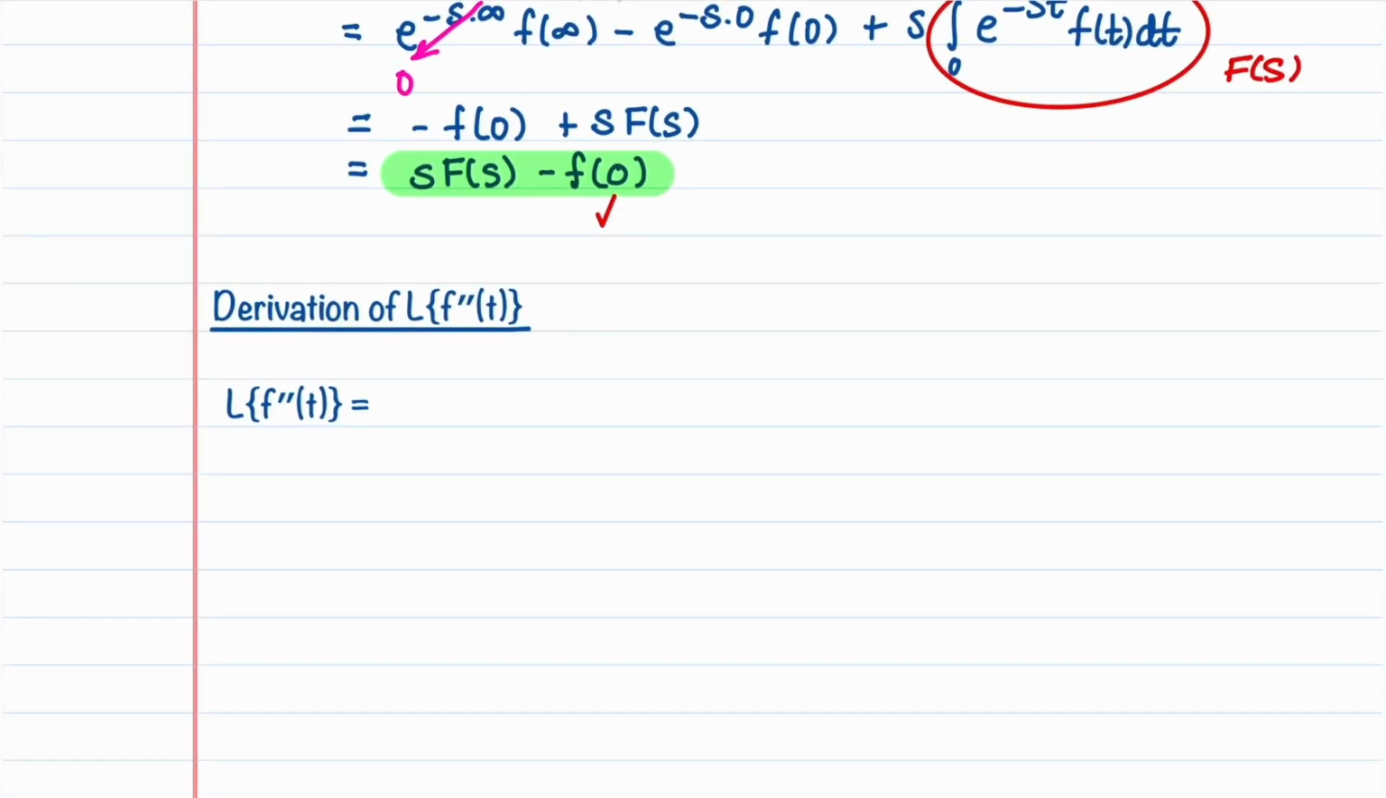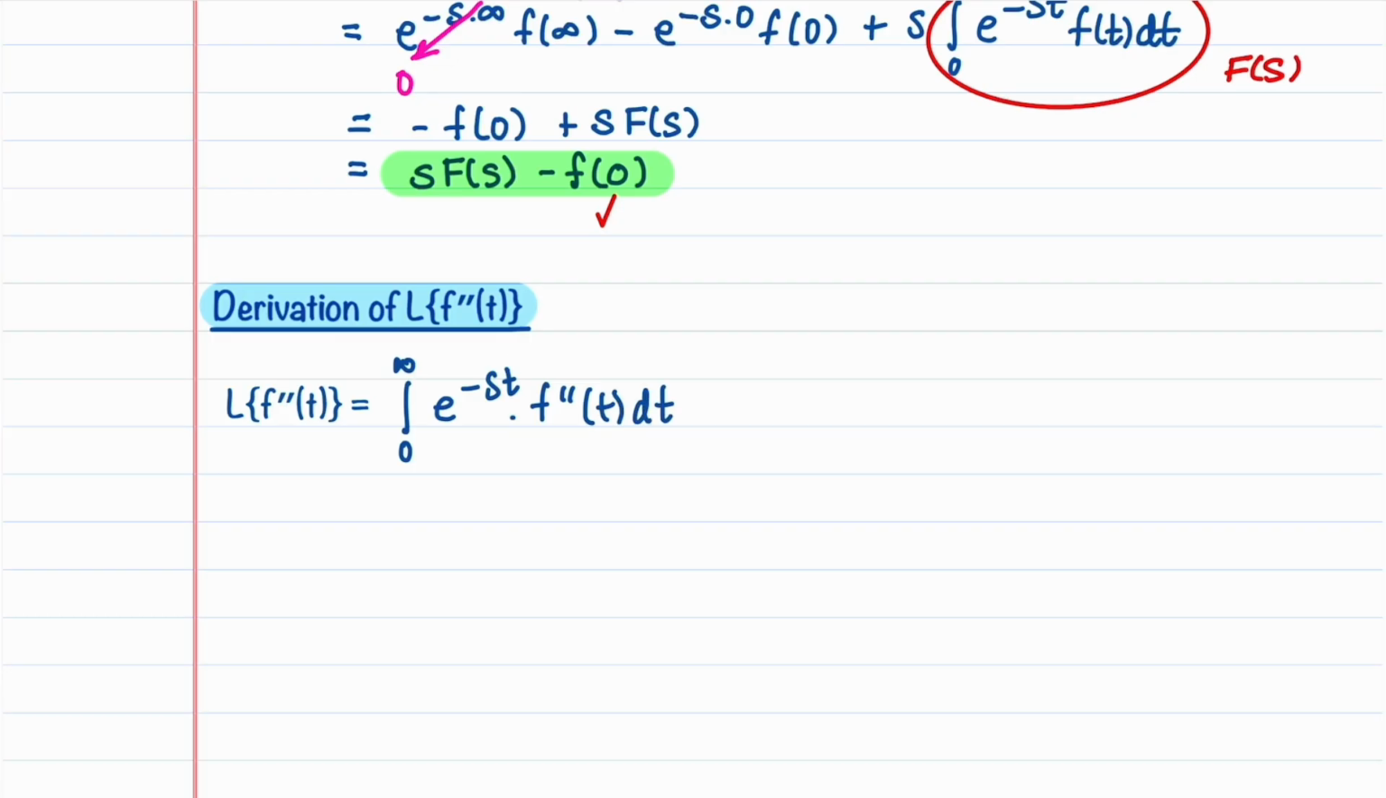Now let's walk through how to find the Laplace transform of a second derivative. This is going to be really similar to what we just did. We're going to start with the definition, and this is equal to the integral from 0 to infinity, e to the minus st, now we have f double prime of t times dt.